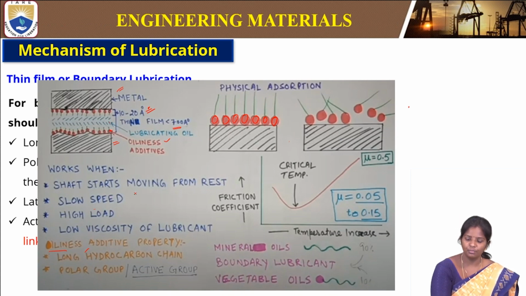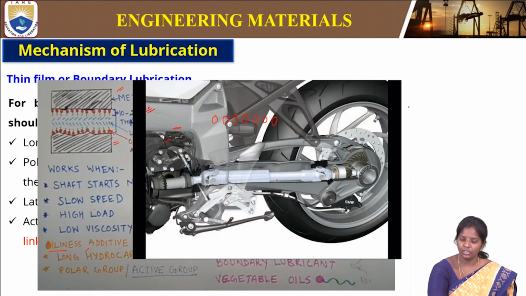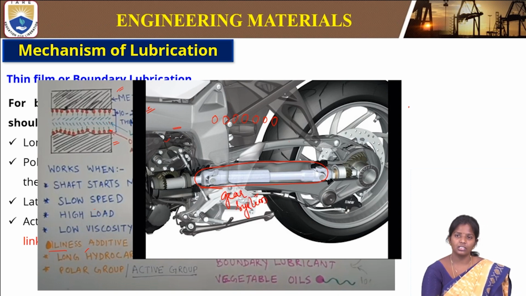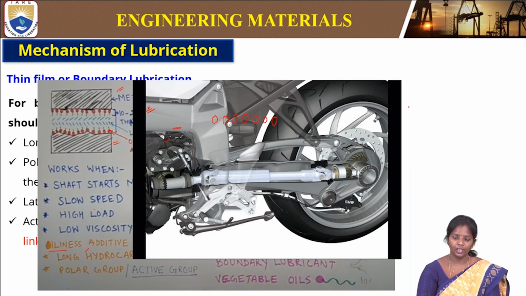Shaft starts moving from rest. In bikes, for example, there is a shaft that we use when changing the gear system. When it is at rest, we change it to the other gear system or moving condition. So in that application, we impart this boundary lubrication.